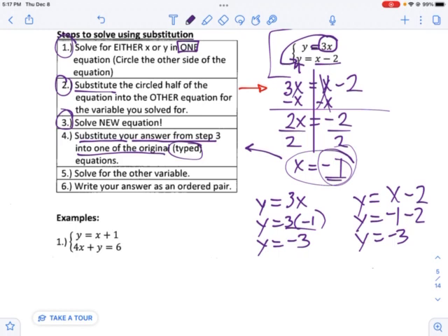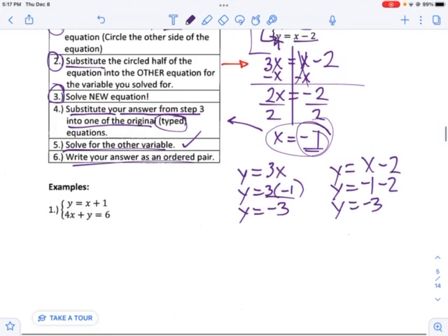All right, so we did step 5. We solved for the other variable. Now we're going to write our answer as an ordered pair. So the solution is what your x value is and what your y value is. So as an ordered pair, -1, -3 is my solution.